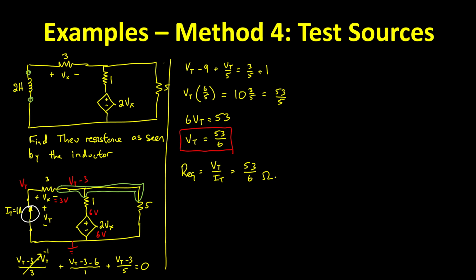And that means that our circuit, as seen from the perspective of our 2 Henry inductor, just simply looks like a 53 over 6 ohm resistor. Maybe this example best illustrates the power of using Norton and Thevenin transforms within the context of a larger problem to solve. Now it's pretty clear to find what the tau is of this first order circuit, which is L over R, which would be 2 times 6 over 53 seconds.